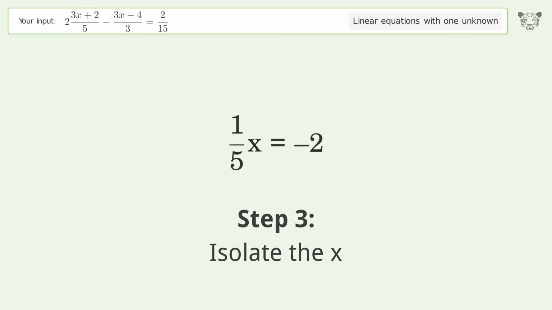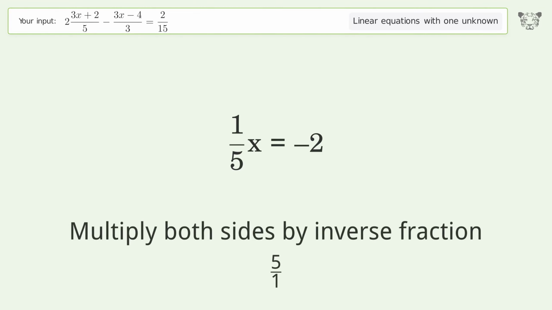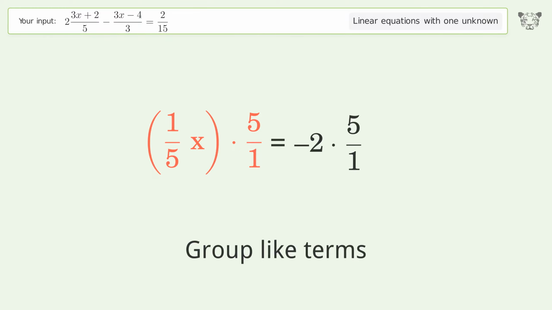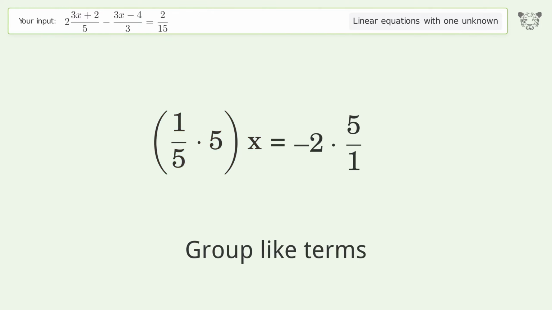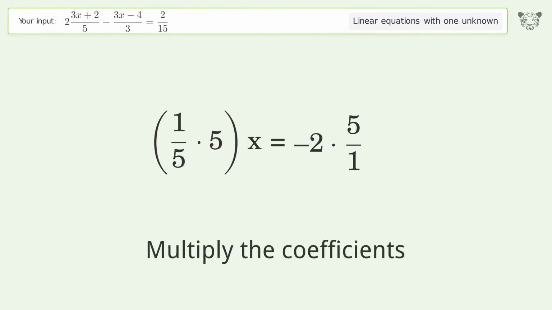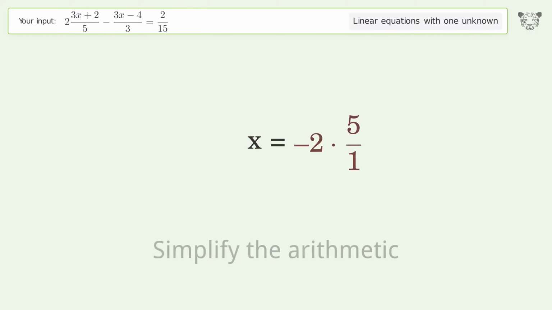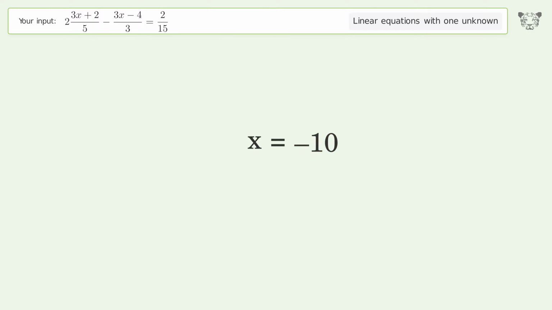Isolate the x. Multiply both sides by inverse fraction 5/1. Group like terms. Multiply the coefficients. Simplify the fraction. Simplify the arithmetic. And so the final result is x equals -10.